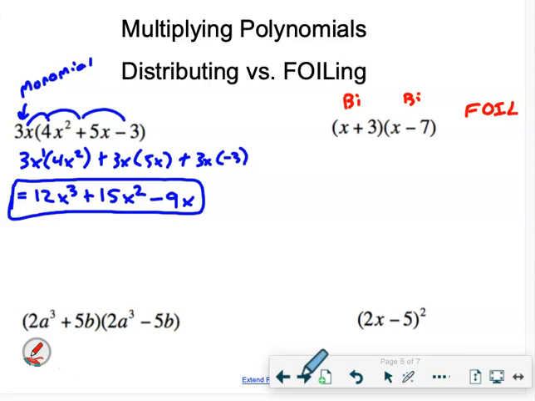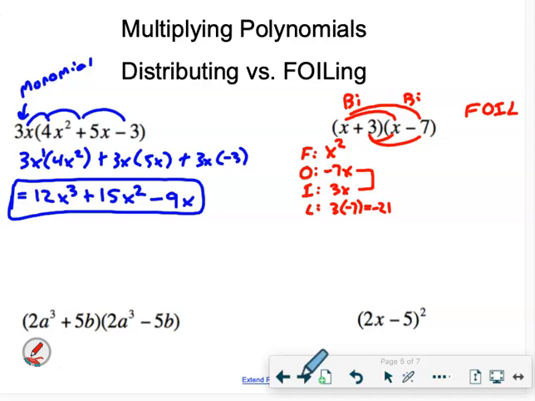Okay. FOIL stood for first, outside, inside, last. The first terms are x times x, which is x squared. The outside terms are x times negative 7, which is negative 7x. The insides are 3 times x, which is 3x. The last terms are 3 times negative 7, which is negative 21. Okay. When you do a FOIL problem, check if the O and the I, the outside and the insides, combine. This time they combine to negative 4x. They were like terms. So we can write our final answer, x squared minus 4x, combining the O and I, and minus 21.